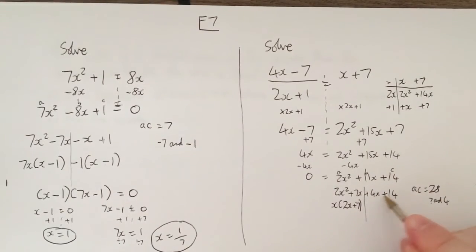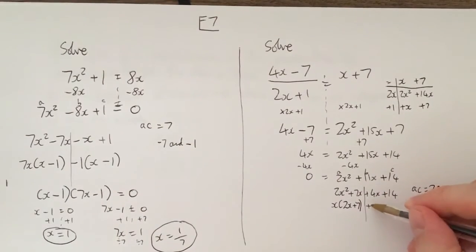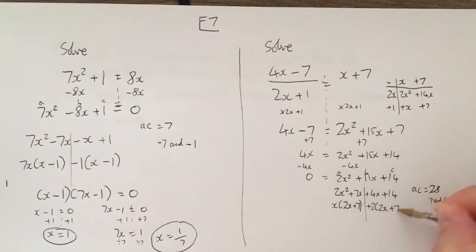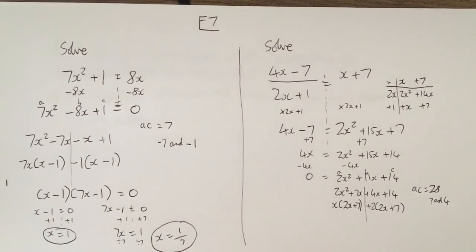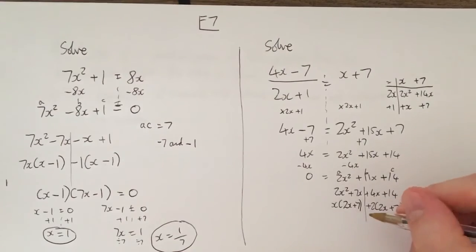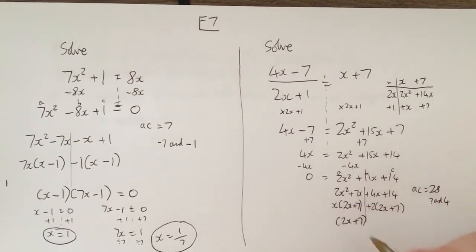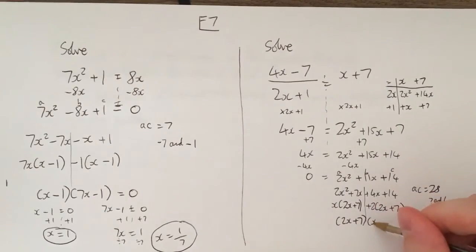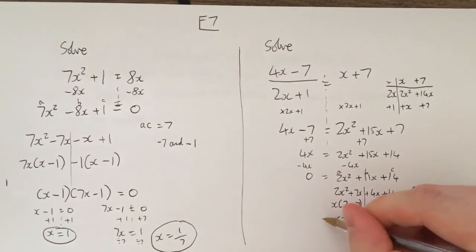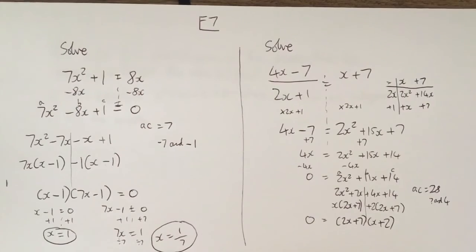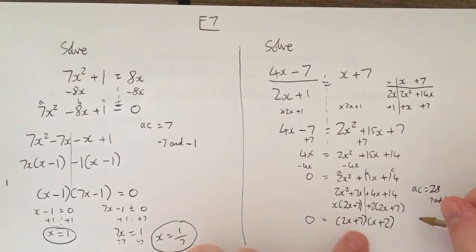And then here, 2 comes out of that, so it'll be plus 2 and then 2x plus 7, because 2 times 7 is 14. This looks nice. We like this because the 2x plus 7 and 2x plus 7 are both in the brackets, which is what we wanted. So it'll be 2x plus 7, and then outside of the bracket is x plus 2. So x plus 2, we know that equals 0. Now my final step is to equal each bracket to 0.